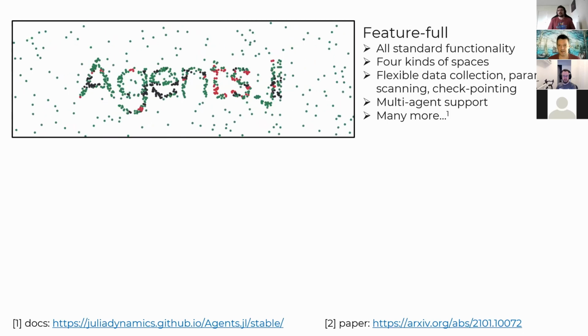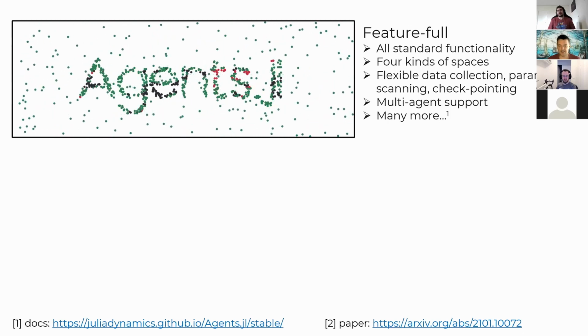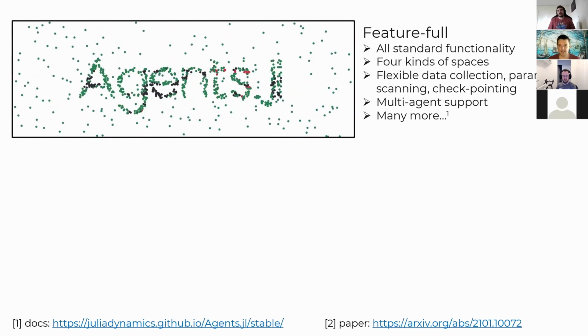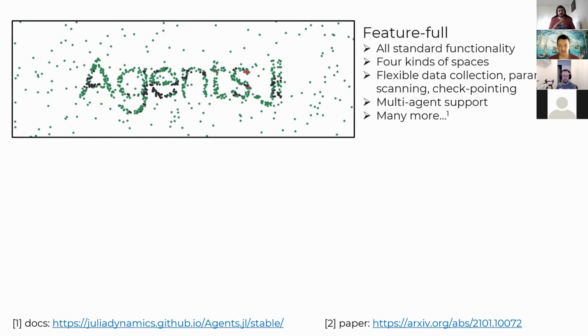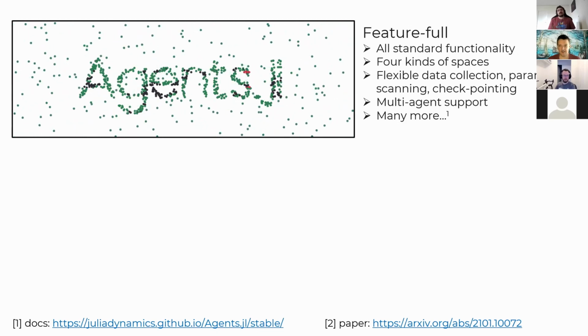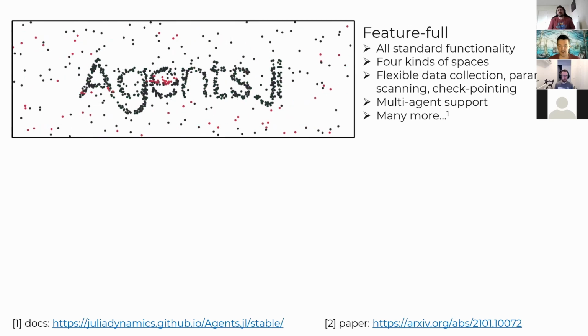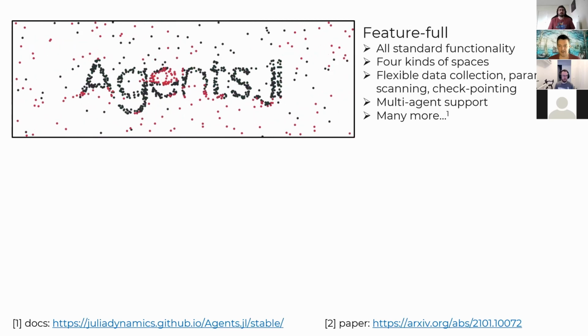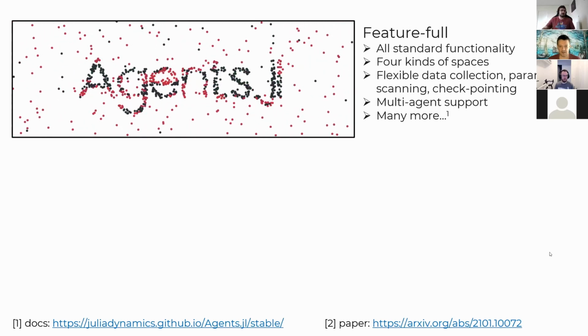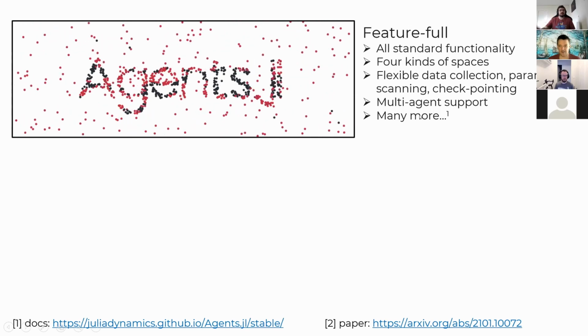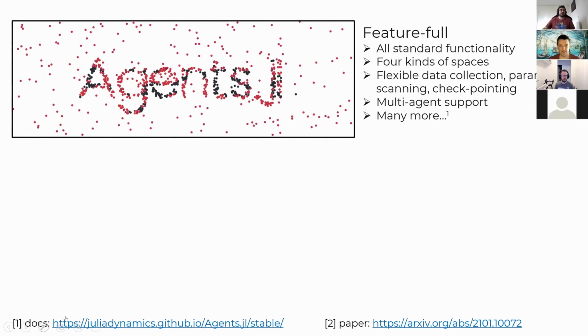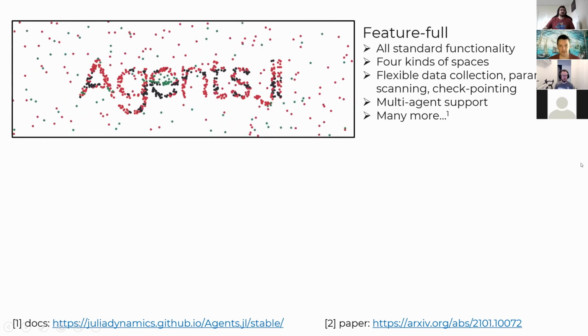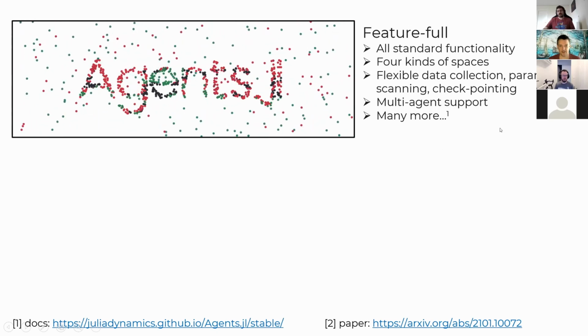So of course, it has all standard functionality you would expect. It has 4 different kinds of spaces that you could create your agents in. Other things like flexible data collection, multi-agent support, and many other things that, of course, I don't have space to write here. So this is the link to the documentation of Agents.jl where you can find all this stuff.